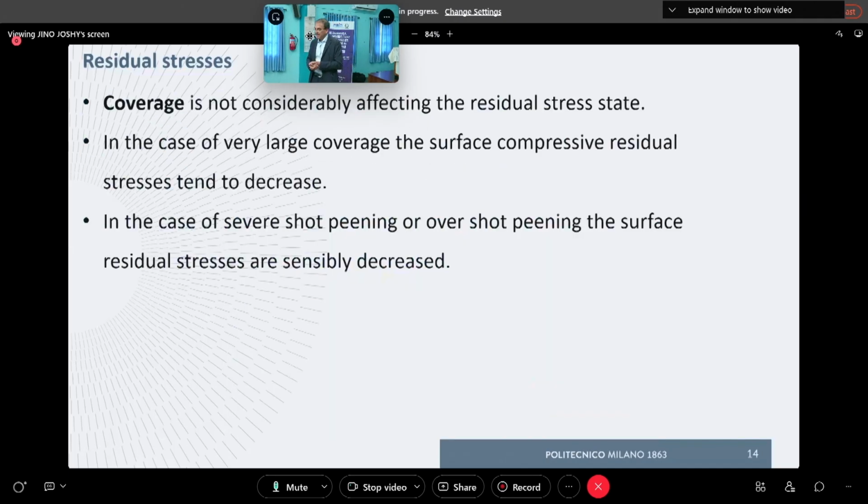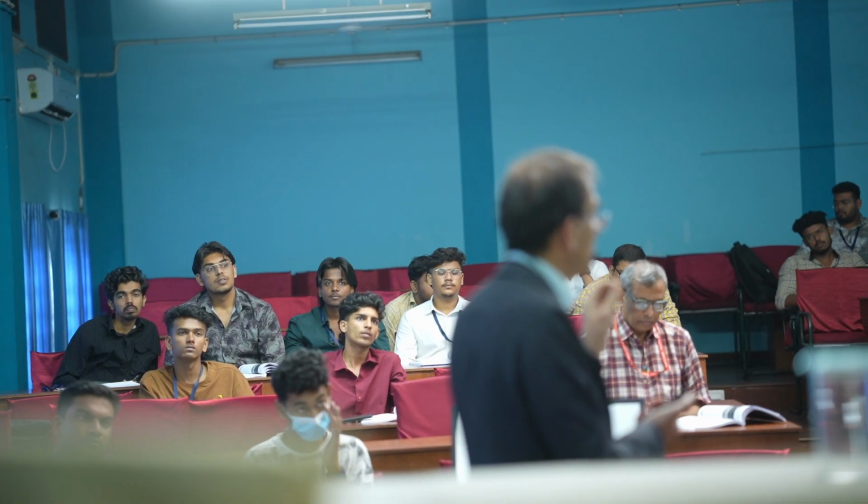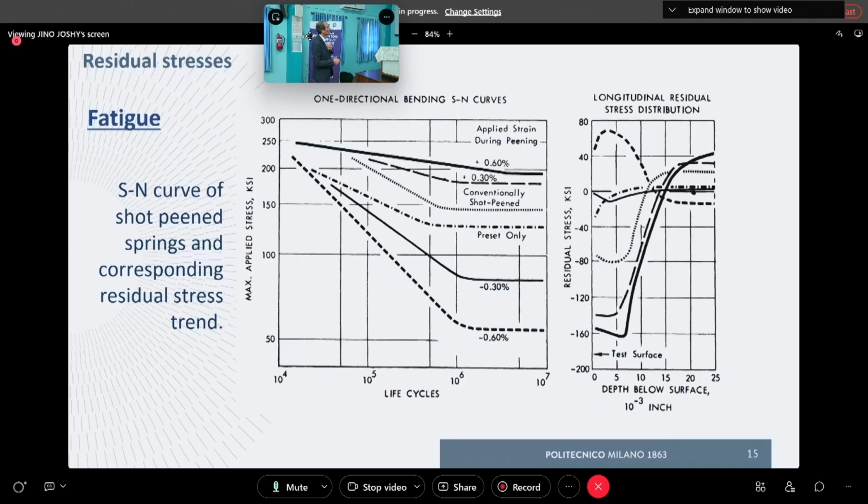Okay. And now finally, let's consider fatigue, and the influence of residual stresses on fatigue. I think these graphs are quite clear to understand the role of residual stresses. What is shown here? The SN curve, so we have the stress amplitude and the life cycles, and here we have residual stresses with respect to depth. We have different SN curves, and each SN curve corresponds to a residual stress distribution in this part. This could be a shaft with longitudinal residual stresses.